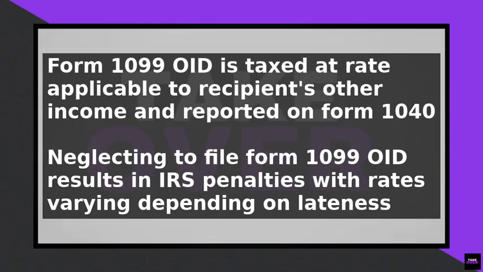The IRS charges penalties for neglecting to file Form 1099 OID, with rates varying depending on how late the forms are filed or if they're filed at all. Understanding and correctly filing Form 1099 OID is crucial for accurate tax returns and avoiding potential penalties.